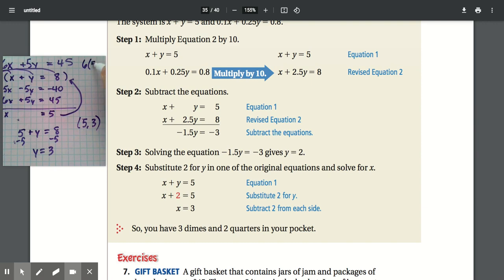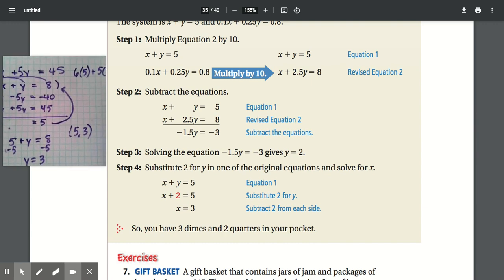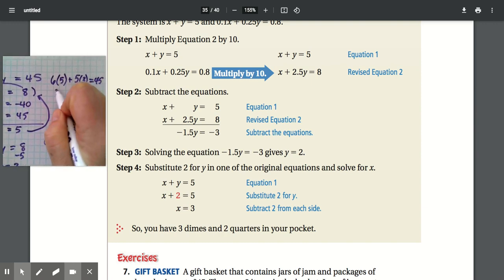And for this one, I'm going to actually write this out. 6 times 5 plus 5 times 3. Does that equal 45? So this would be 30 plus 15. Does that equal 45? Yes, it does. So we did find the solution. Now you need to be able to interpret what this solution means.